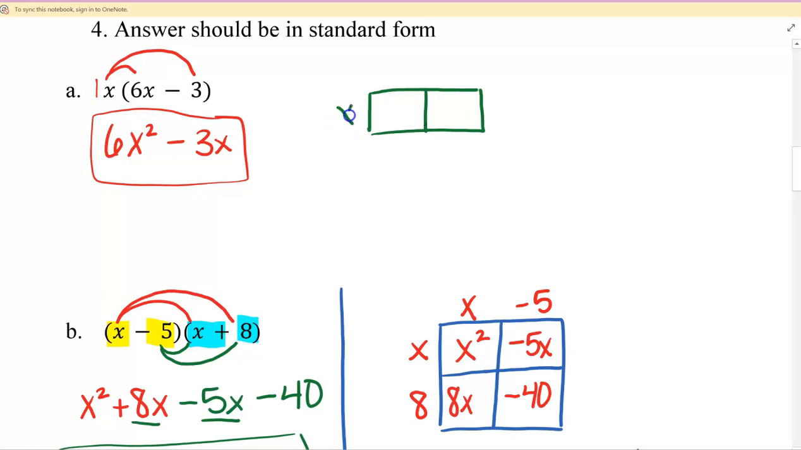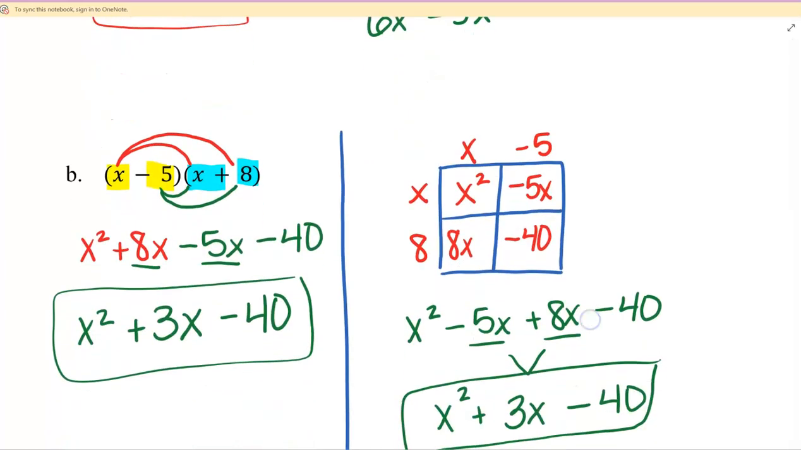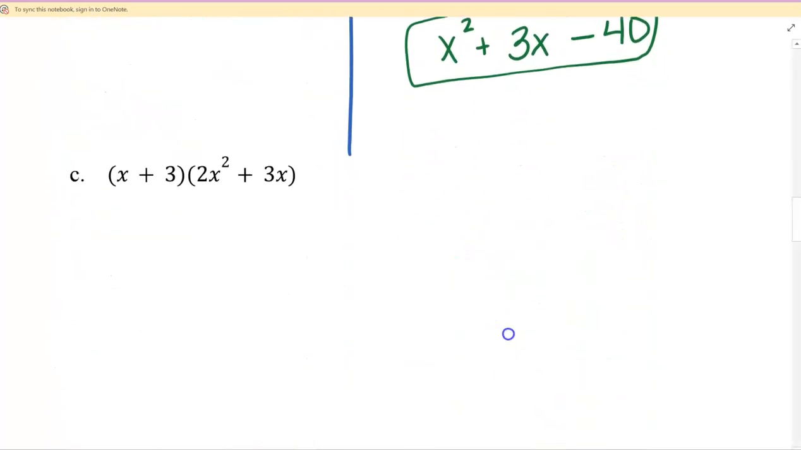So I'm going to do x times 6x minus 3, and then you can do your multiplying, and you end up getting the same thing. So again, I don't care which one you do, whichever one you think works best. All right, I'm going to continue to show both methods, and then again, you just need to write down whichever one you like. Okay, let's look at C.